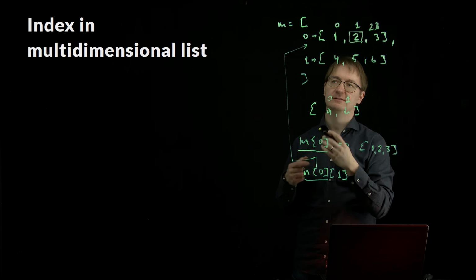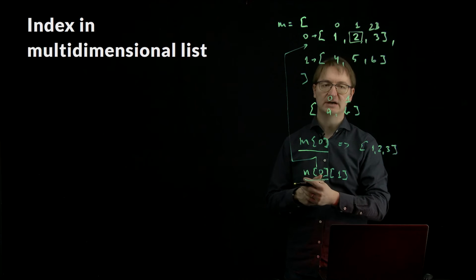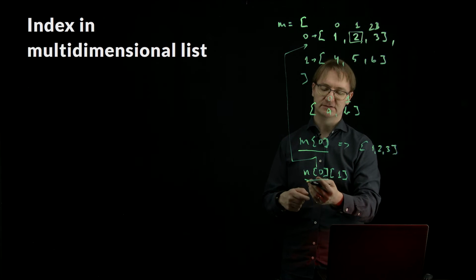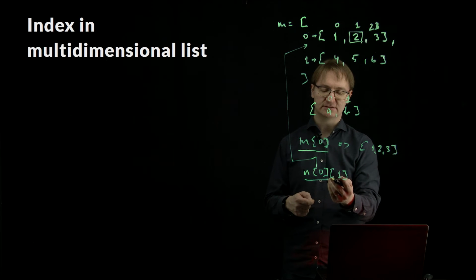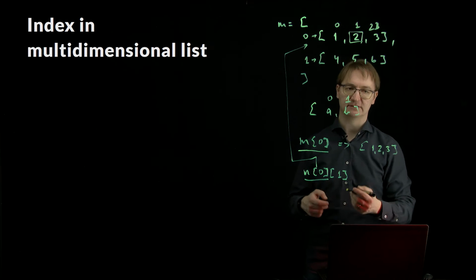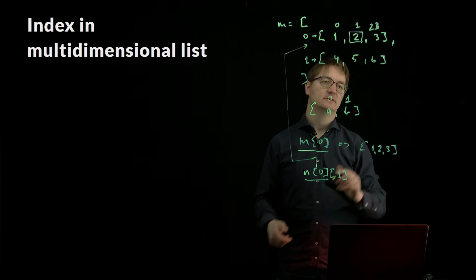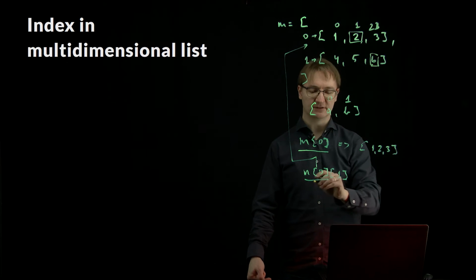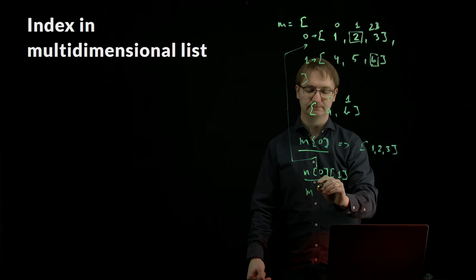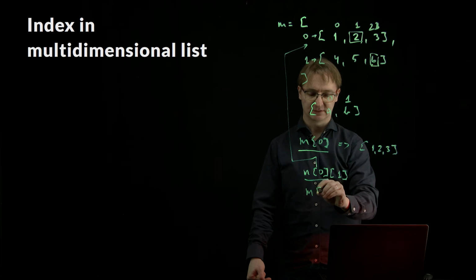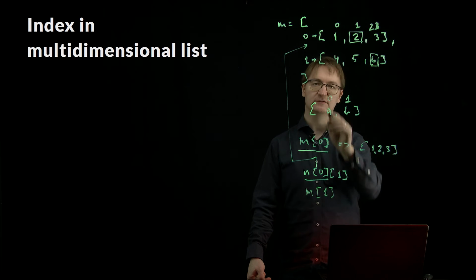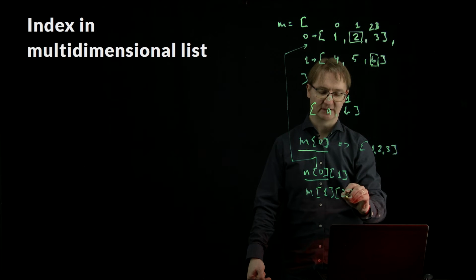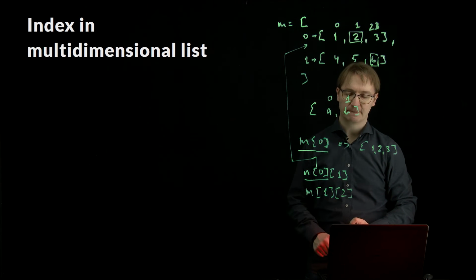So to get an element inside this matrix, we first have to take the row, or the element which is a list itself, and then inside this list we take the element at position 1. The same can be done, for example, to get this element here. I can write this as M at 1, which gives me the second list, and from this I will take the element at position 2.